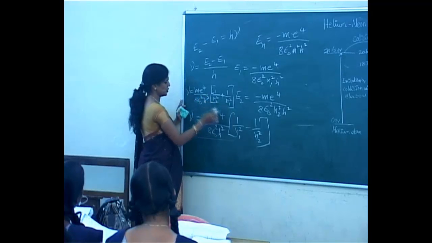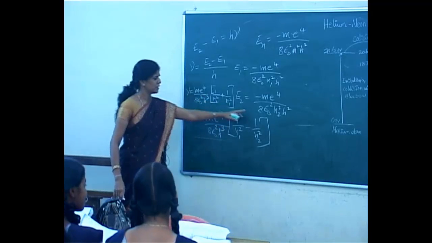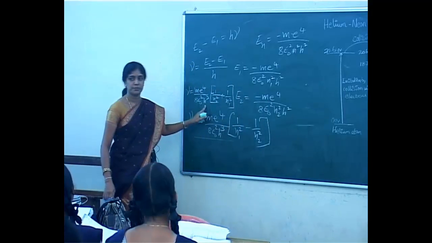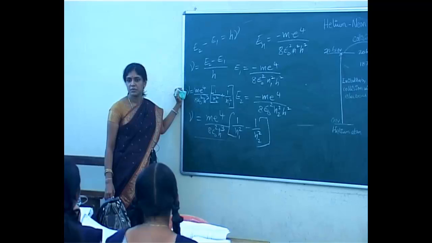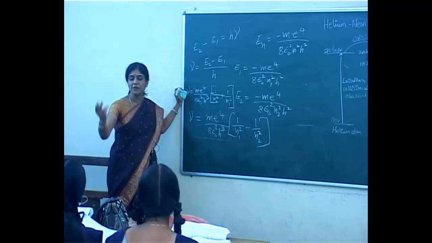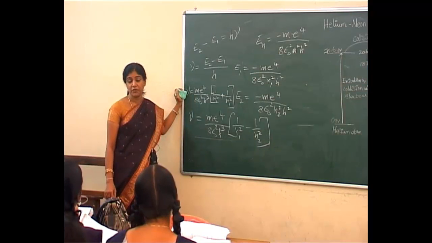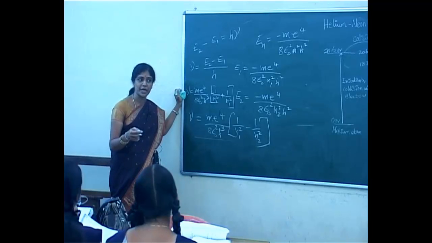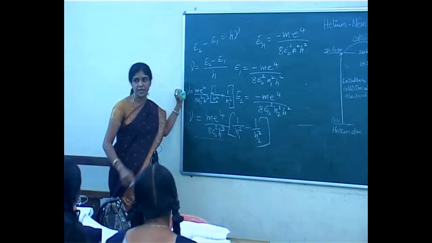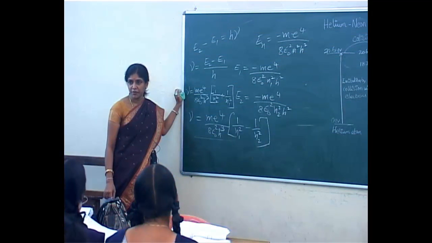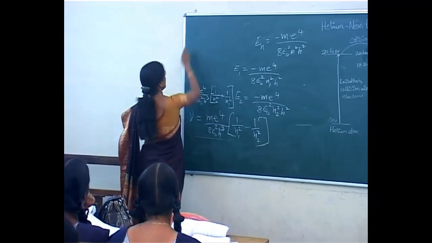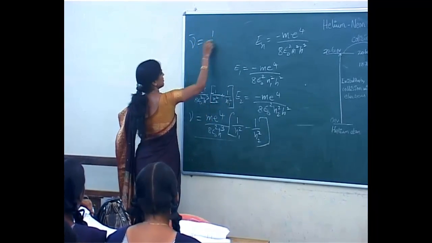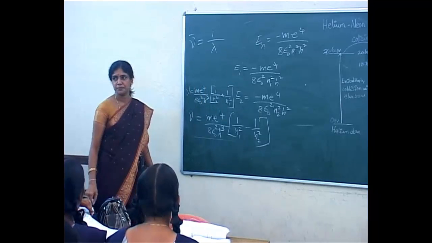So it will become h cube. Clear? This h square into h. Now listen, what is wave number? Number of waves in unit time, we call it as the wave number, or otherwise how I can write this wave number? It will be equal to the reciprocal of the wavelength. Reciprocal of the wavelength. So wave number symbol is like this. It will be equal to 1 by lambda.